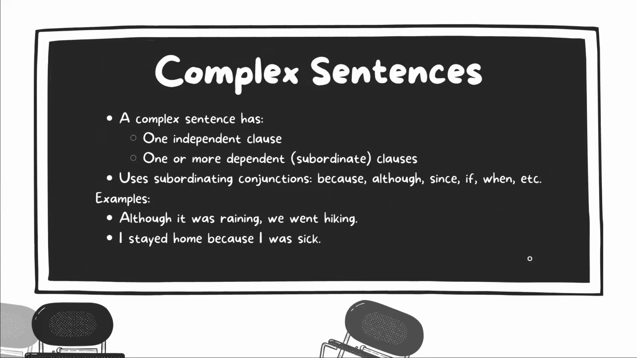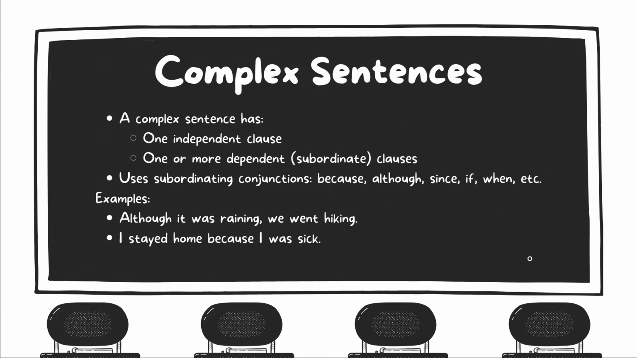Now get ready for a plot twist. Introducing the complex sentence, full of drama, mystery, and depth. It has one main idea, that is one independent clause, and one or more supporting ideas, which are dependent clauses. For example, although it was raining, we went hiking. I stayed home because I was sick. See, the second part depends on the first. It can't stand alone. It's the grammar sidekick.